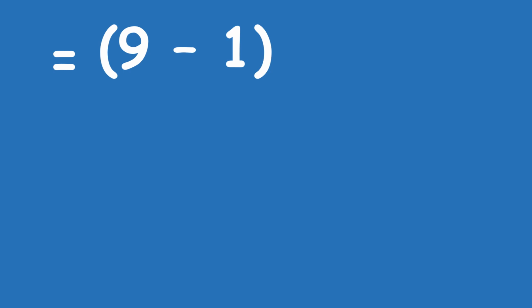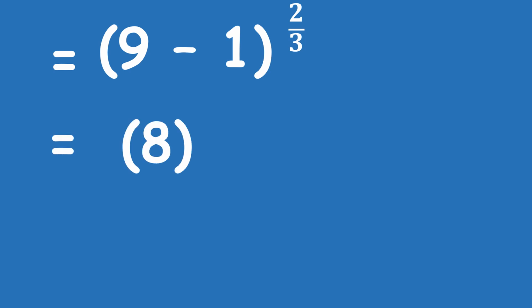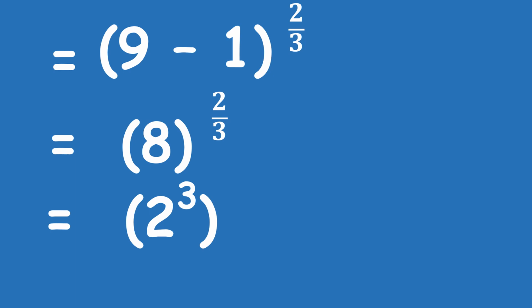(x - 1) all raised to the power 2/3. x is 9. So we are saying (9 - 1) all raised to the power 2/3. 9 minus 1 is 8. So we are saying 8 raised to the power of 2/3. And 8 can be expressed as 2 raised to the power of 3, and we're still saying all raised to the power 2/3.